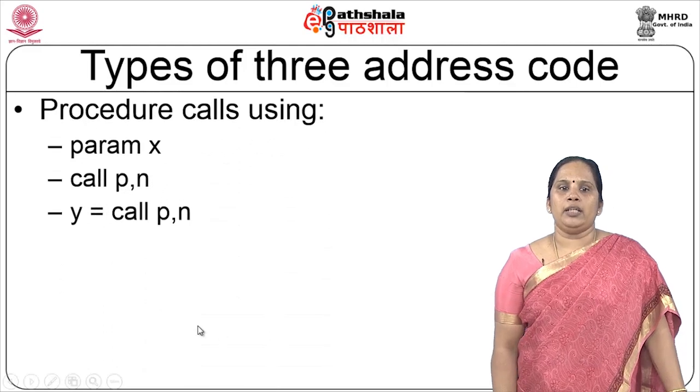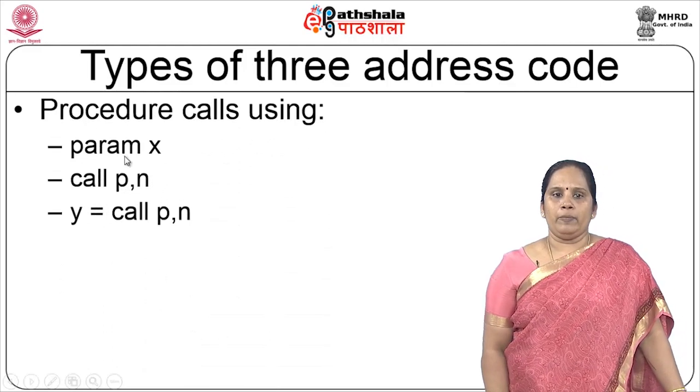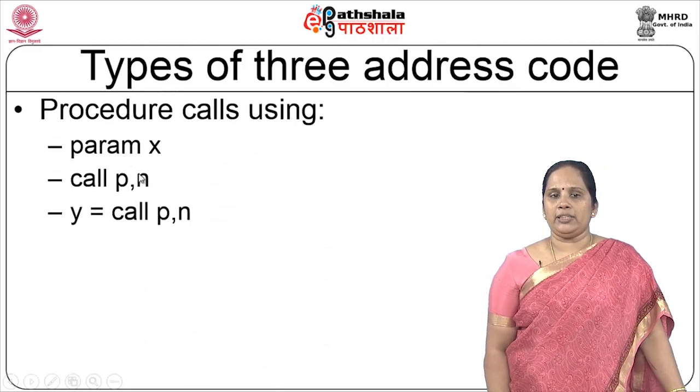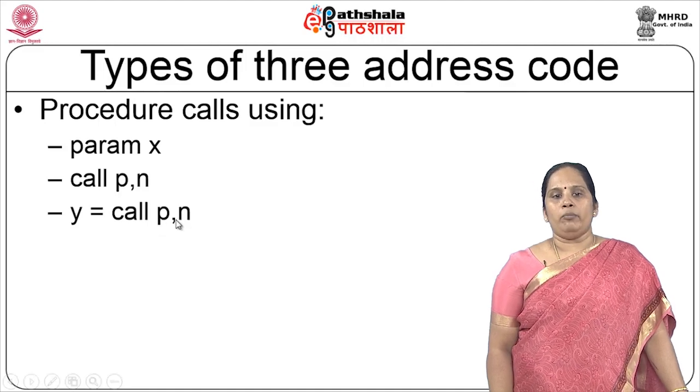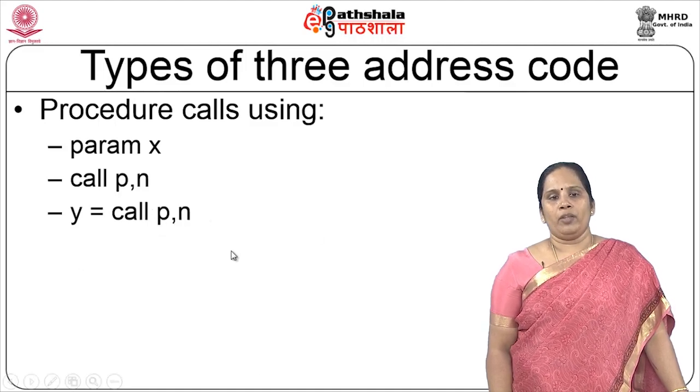And the next one is procedure calls or function calls. For example, param X, and I can have a call p comma n. Here X is one particular variable, so one address. Here I have p comma n, again 2 addresses. So Y is equal to call p comma n, again here I have 3 addresses.